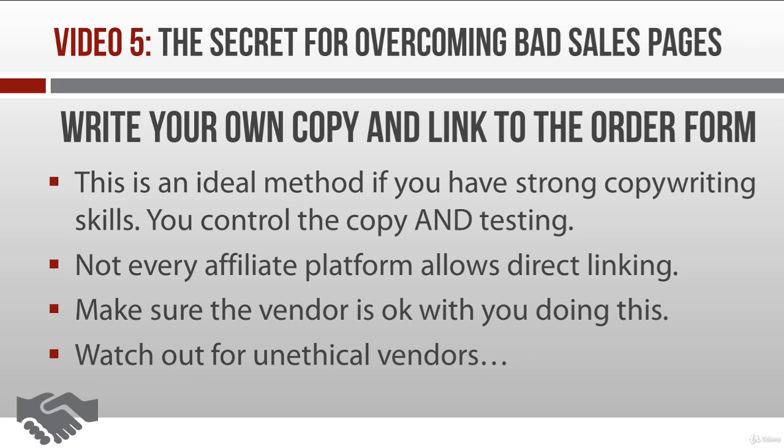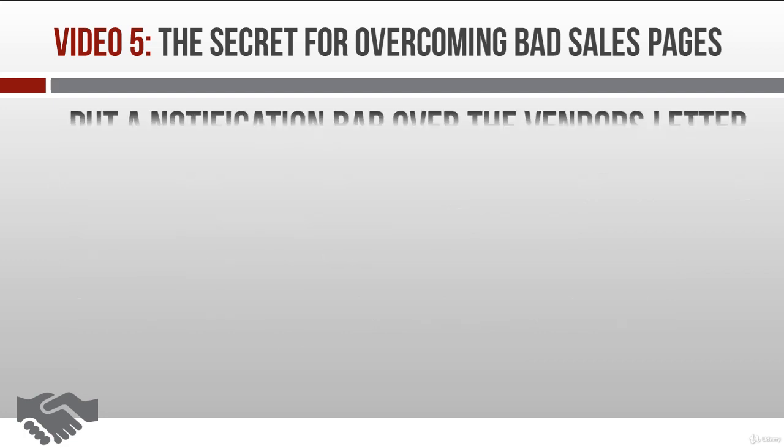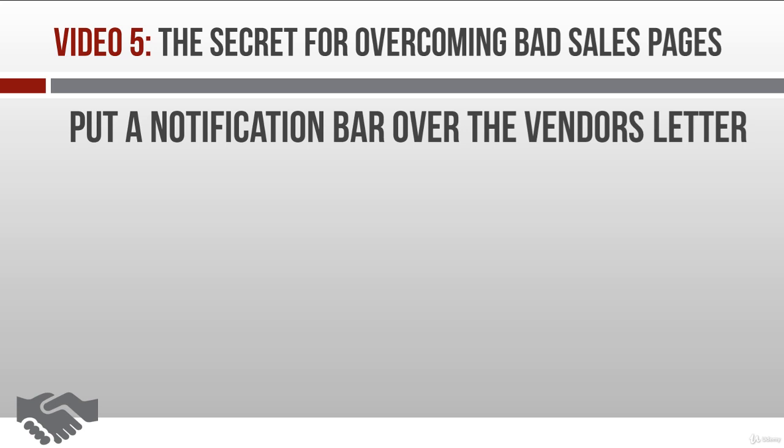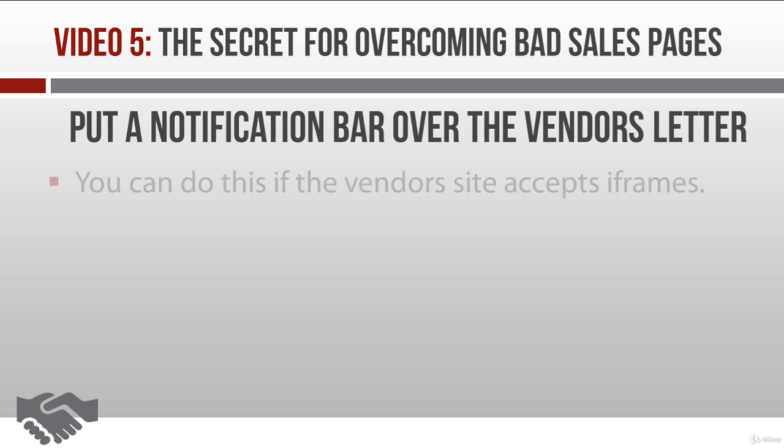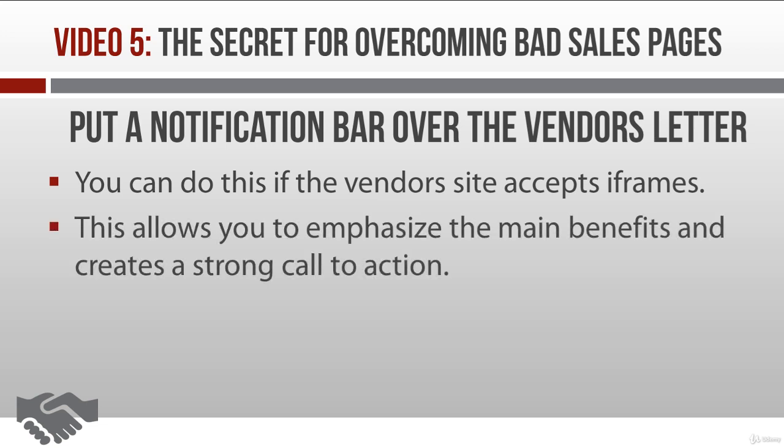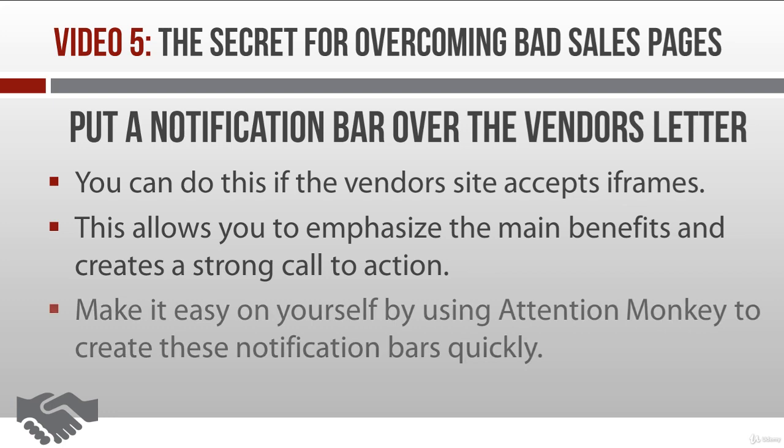Okay. Now the last point, which is a good last-ditch method if the affiliate system doesn't let you link directly to the order form. This method to overcoming a poor sales letter is to overlay a notification bar on top of the vendor's sales letter. I know, this sounds totally sneaky, but it is completely legal. If the vendor site accepts iframes, then you can overlay a notification bar, which hits the main benefits of the product and creates a call to action. Now, if this sounds like a whole lot of technical mumbo-jumbo to you, just relax, it's okay. All you need to do is use Attention Monkey, which creates these notification bars quickly and easily with just a couple clicks of your mouse.